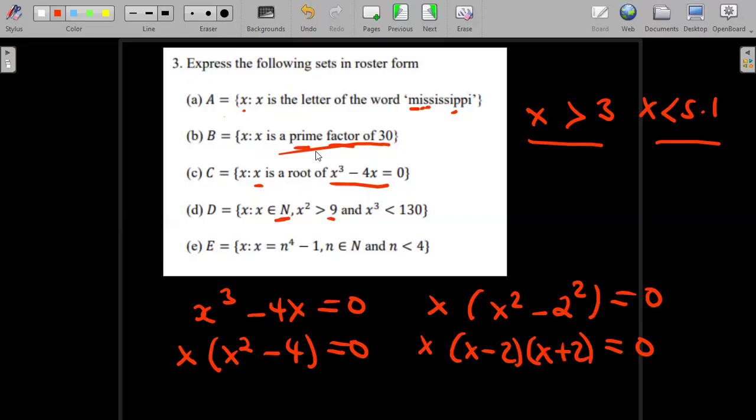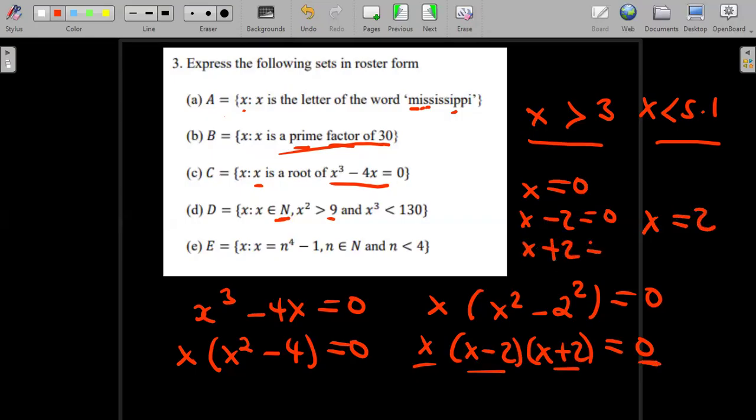Okay, so when we have that, meaning I have x here being equal to 0, this other linear factor equal to 0, and also this other factor equal to what? To 0. Meaning x is going to be equal to 0. I have x minus 2 equal to 0, meaning x is going to be equal to 2. And I have x plus 2 equal to 0, meaning x is going to be equal to negative 2.